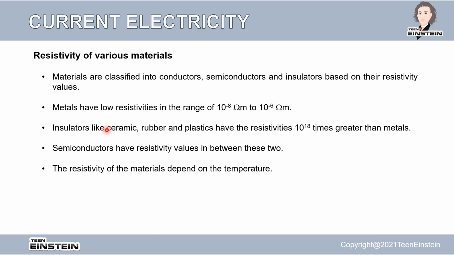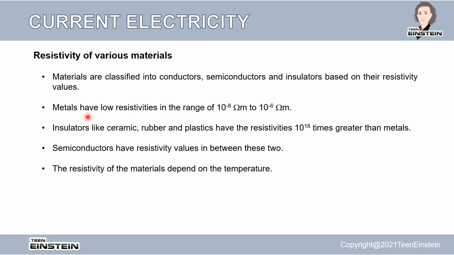Okay, so we talked about what resistivity is. Why does resistivity occur in a material? Because of the collisions the electrons make with the atoms. We also derived the formula for resistivity, and while deriving that, we also talked about why resistivity is an intrinsic property of a material. So the resistivity will be different for different materials. Based on the resistivity values of the materials, we can classify them into conductors, semiconductors, and insulators.